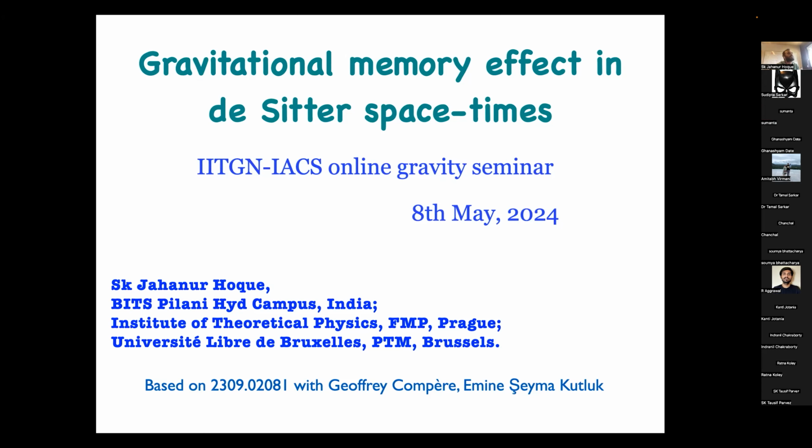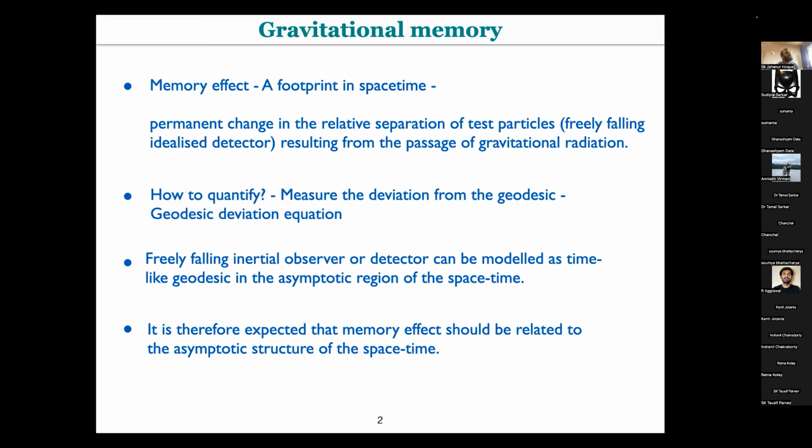As my title is gravitational memory, let's explain what gravitational memory is. Memory can be thought of like a footprint in the space-time. It can be thought of as a permanent change in the relative separation between test particles, say some freely falling idealized detector or some freely falling observer, resulting from the passage of gravitational radiation.